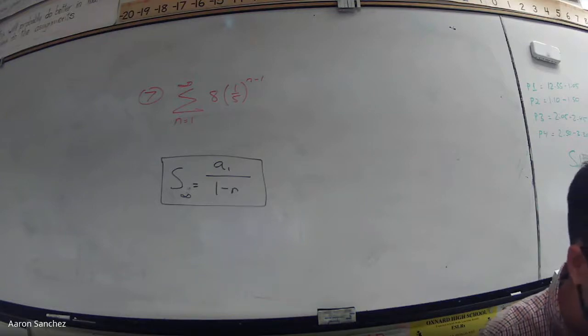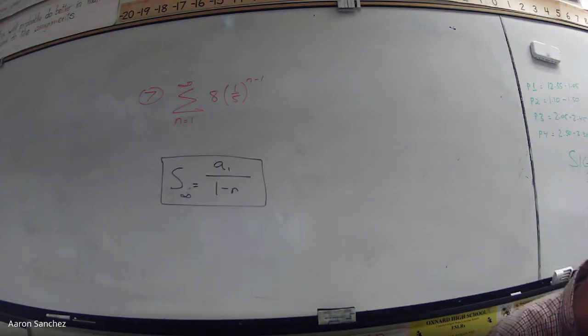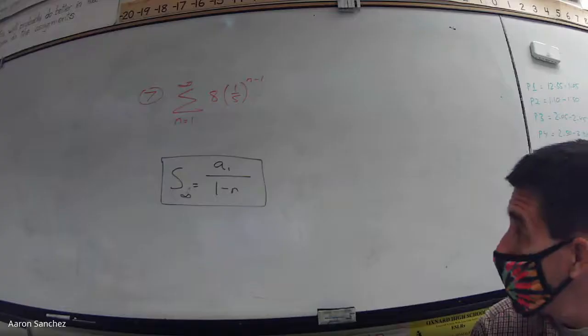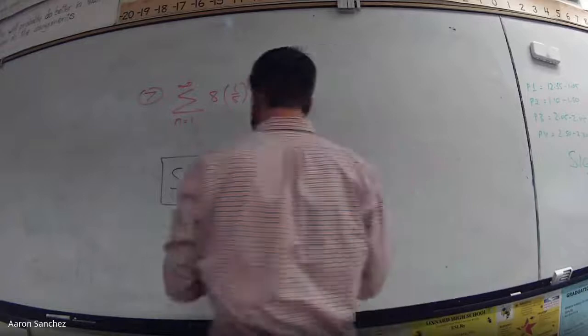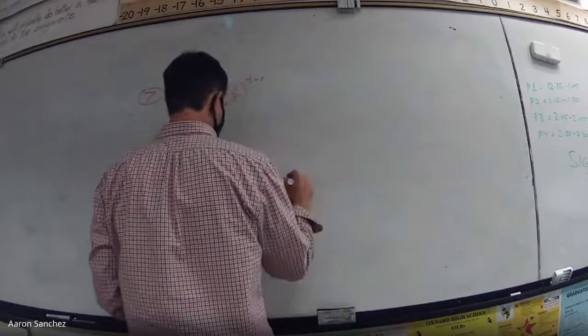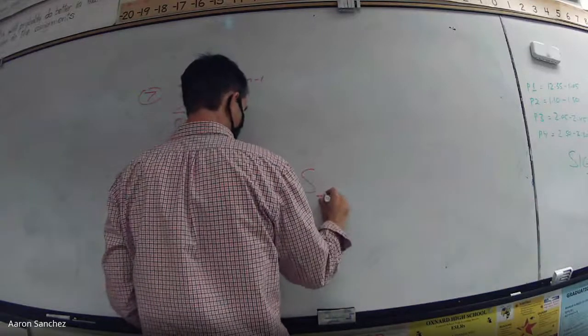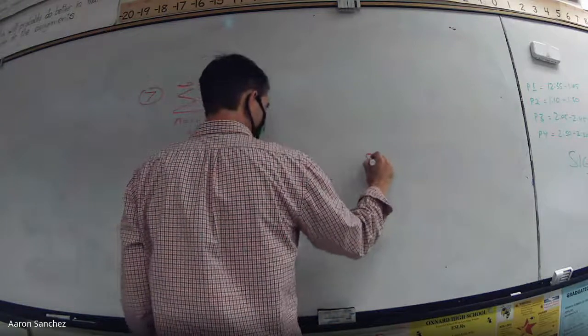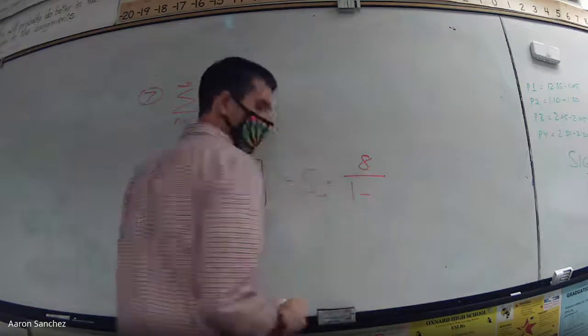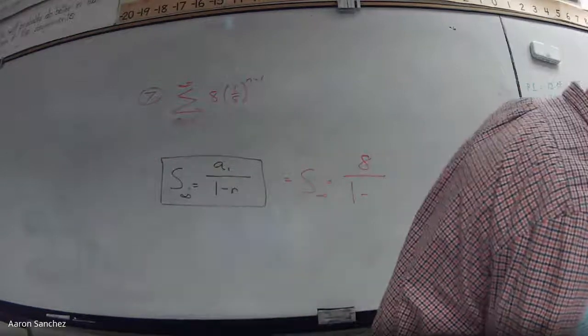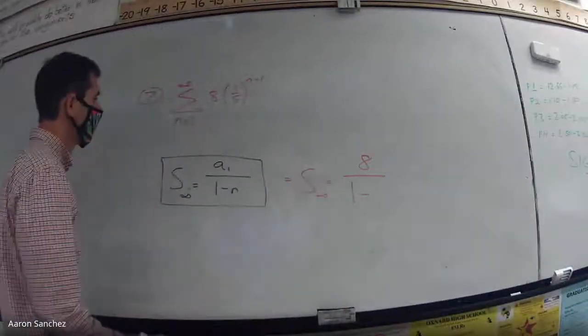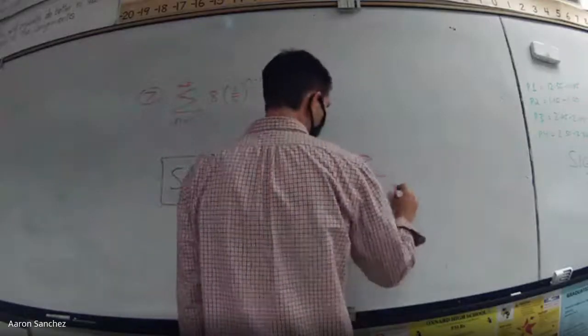All right, so what is my first term? Let's go with Brett. What's my first term? 8. 8, right? My first term. So to solve this, all you've got to do is write the sum of the infinite series is going to be equal to 8 over 1 minus, what is my common ratio? Kevin, what's my common ratio? 1/5. 1/5. So let's solve it, shall we?